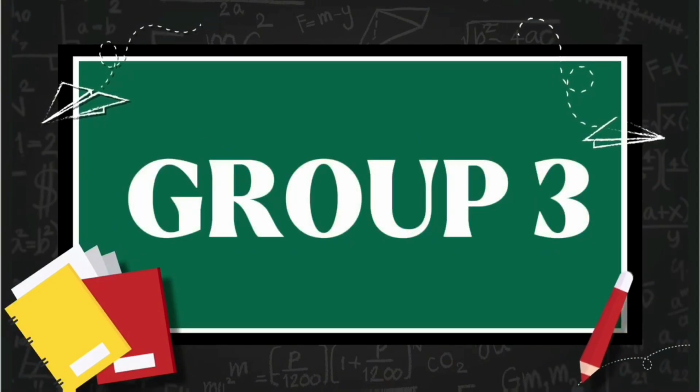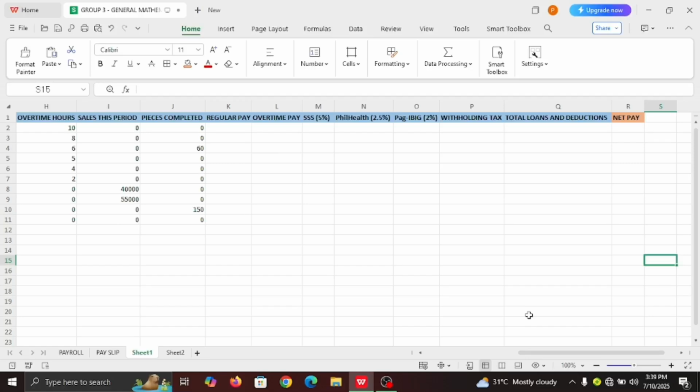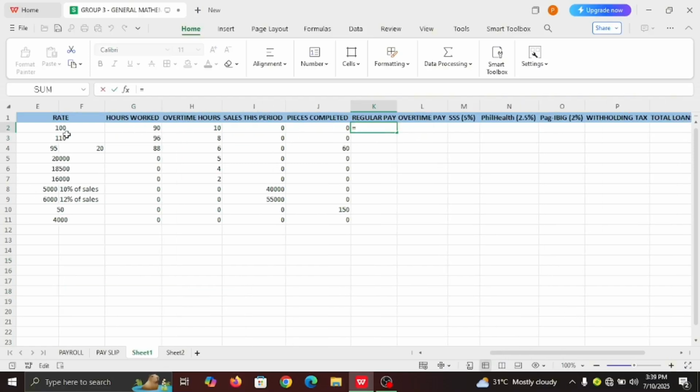Good morning everyone. Today we're going to show you how to make a payroll and payslip for the given workers using Excel. First, you can see right here we already have a ready-to-go format, and all we need to do is compute the regular and overtime pay, all the tax and loans, and of course the net pay.